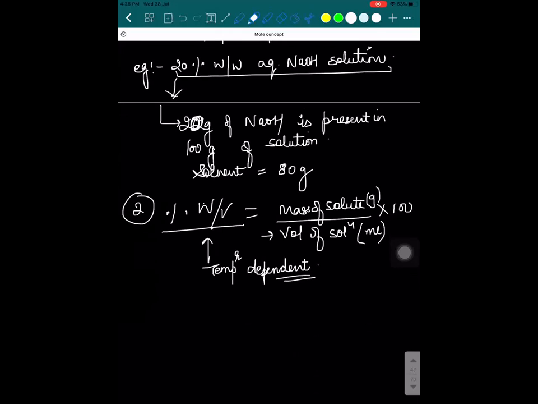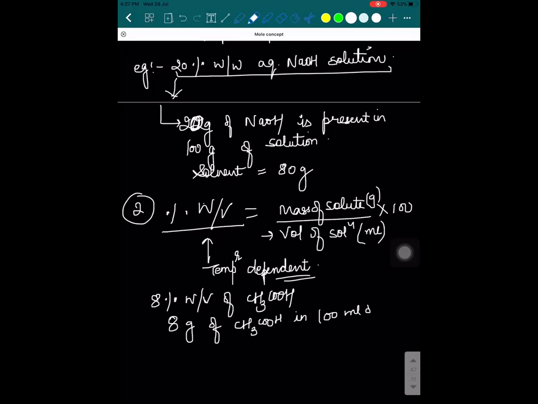Let's say I am saying percentage weight by volume. 8% weight by volume of acetic acid. How will I read this? It means 8 gram of acetic acid in 100 ml of solution.